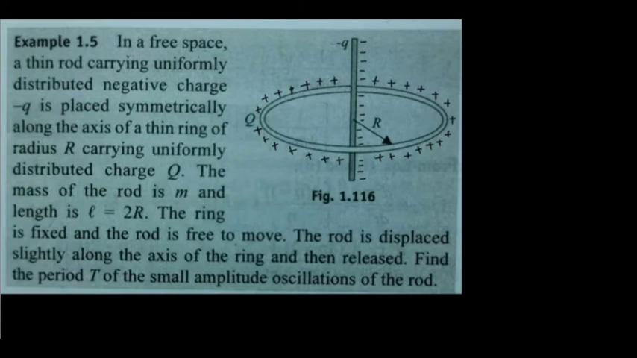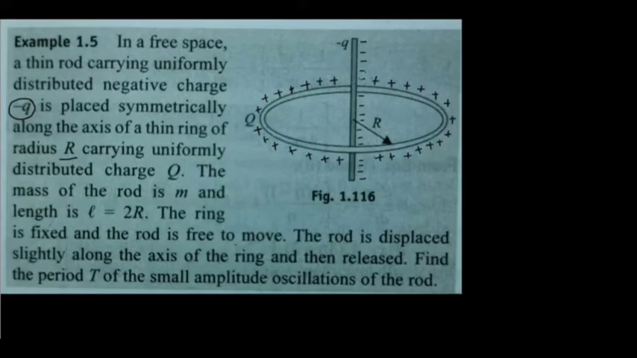The question is, in a free space, a thin rod carrying uniformly distributed negative charge minus q is placed symmetrically along the axis of a thin ring of radius capital R carrying uniformly distributed charge capital Q. Look at the diagram here. We have a thin rod, and this thin rod carries a negative charge minus q, and the charge is uniformly distributed over the entire length of the rod.